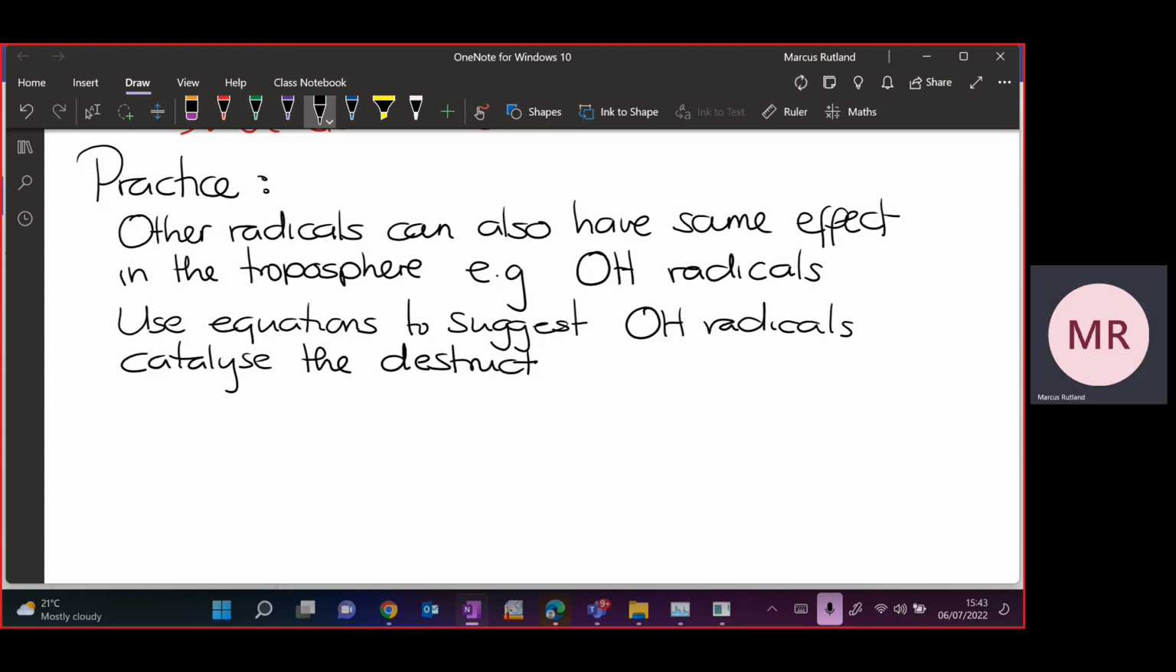Okay, this isn't something completely new, so I'm not just setting you an impossible make-it-up challenge here. The point is that all radicals follow a similar sequence. So just from what we said about the chlorine radicals, how could you adapt that to show how other radicals, in this case an OH radical, can catalyze the destruction of ozone? So pause the video, have a little play, see if you can come up with some ideas that prove that point.